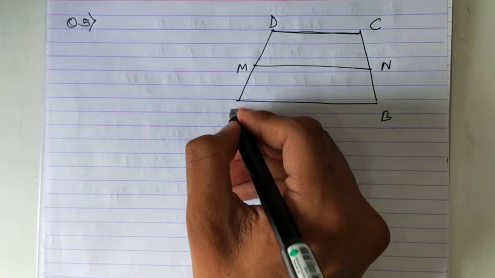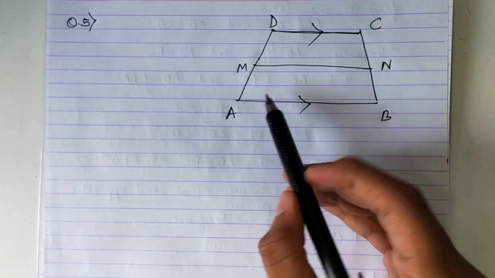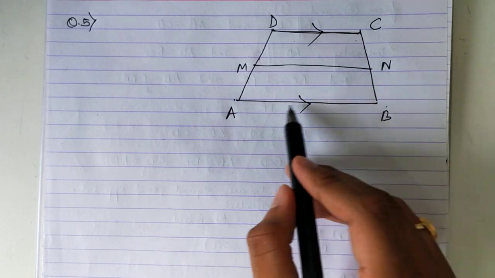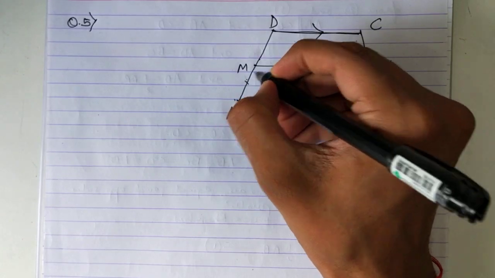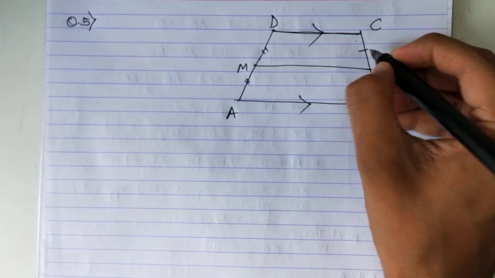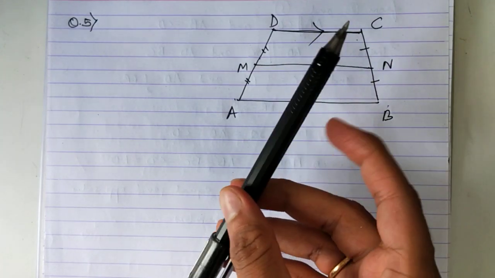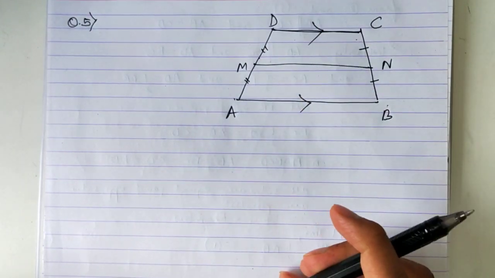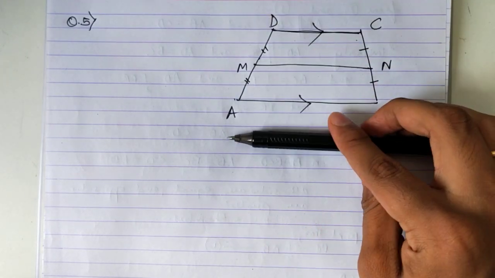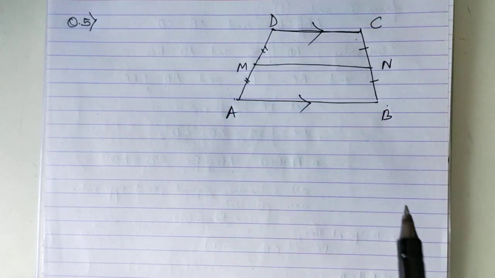Question number 5. They have told that ABCD is a trapezium where AB is parallel to CD and M and N are midpoints of the non-parallel sides. See, in a trapezium, these are called parallel sides and these are non-parallel sides. Okay, in a trapezium always one pair of sides is parallel to each other. Their size is not the same, but they are parallel to each other.